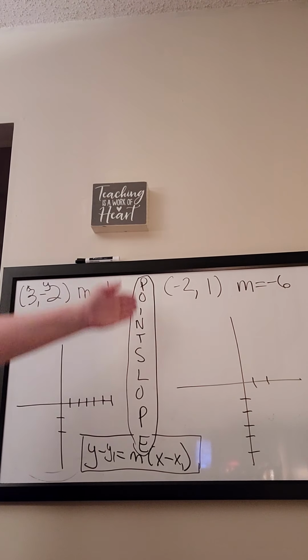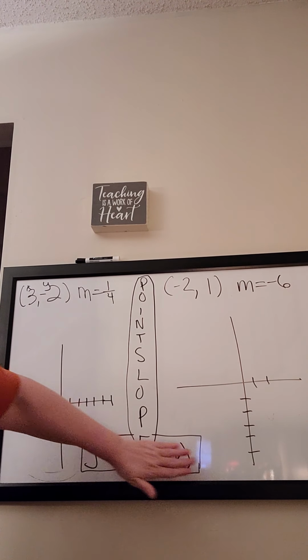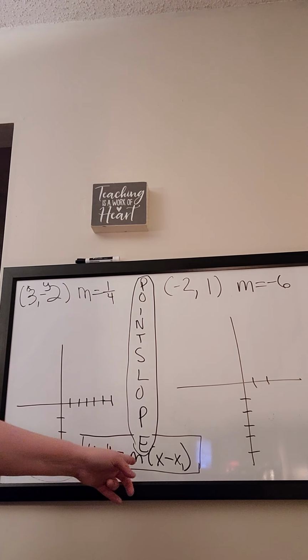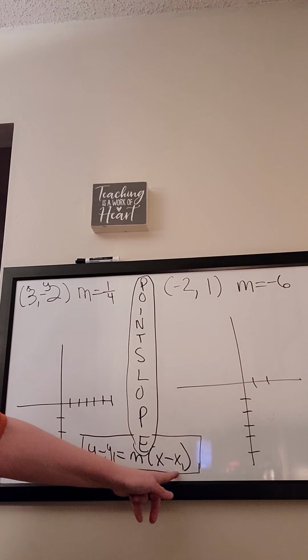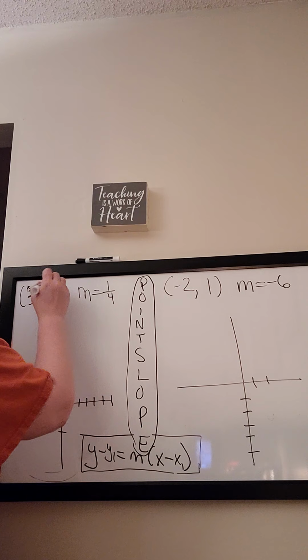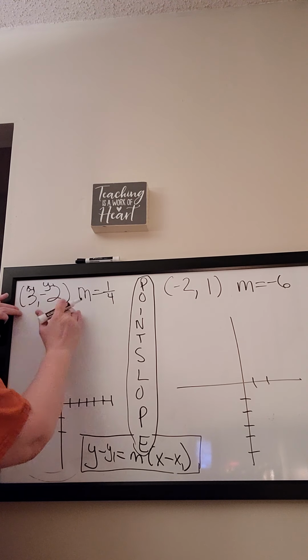Okay, we're going to be talking about point slope, and this is what point slope is. We've been talking about slope intercept. This is point slope. Point slope is y minus y1 equals m times x minus x1. M is our slope, and x1 and y1 is a point that we're given.